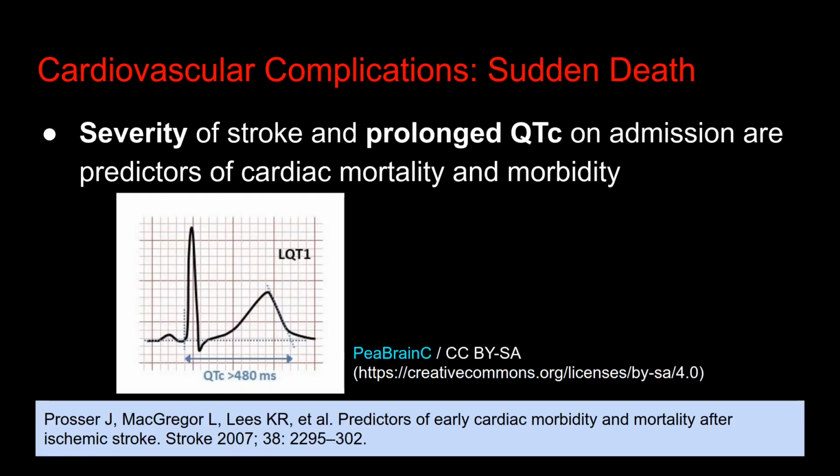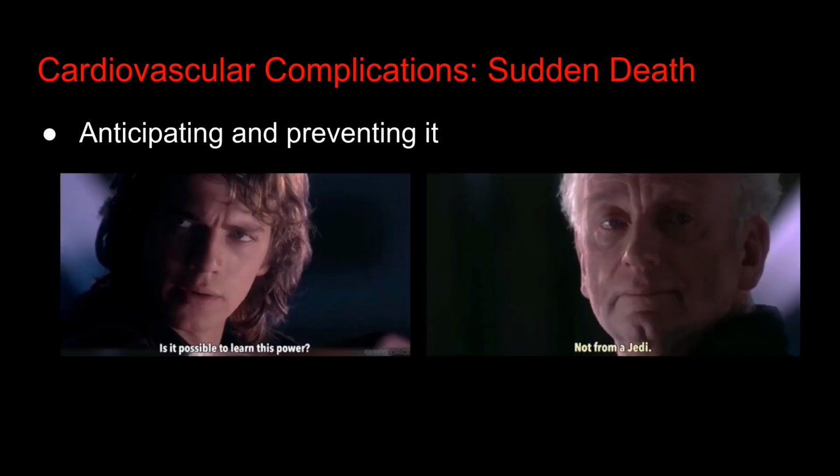Now, how do we anticipate this? So the risk factors for sudden death have been shown to be, one, the severity of the stroke, and two, the presence of a prolonged QT segment on the ECG. So these are significant predictors for cardiac mortality in our stroke patients. So we have to watch this on the cardiac monitors if we catch this on the baseline ECG. Okay, so how to anticipate and prevent sudden death? Is it possible?